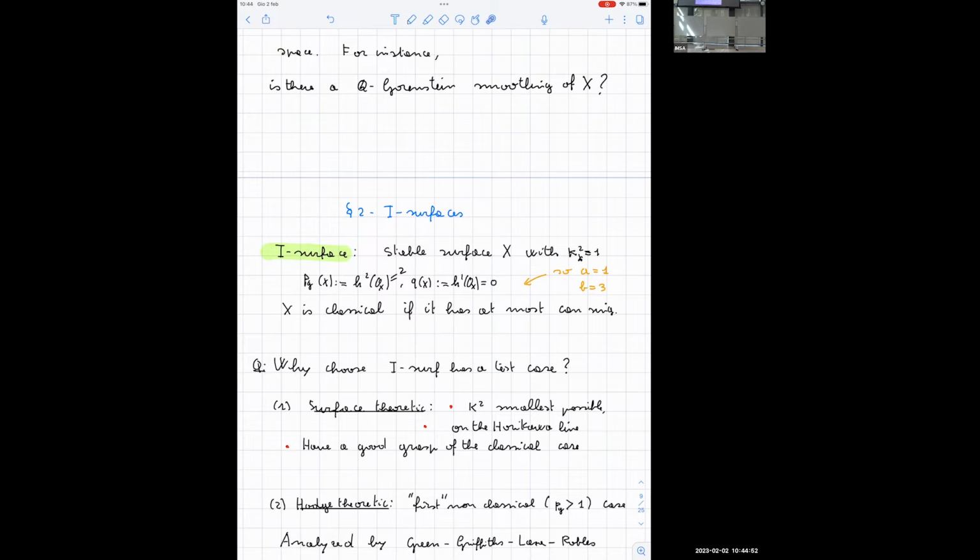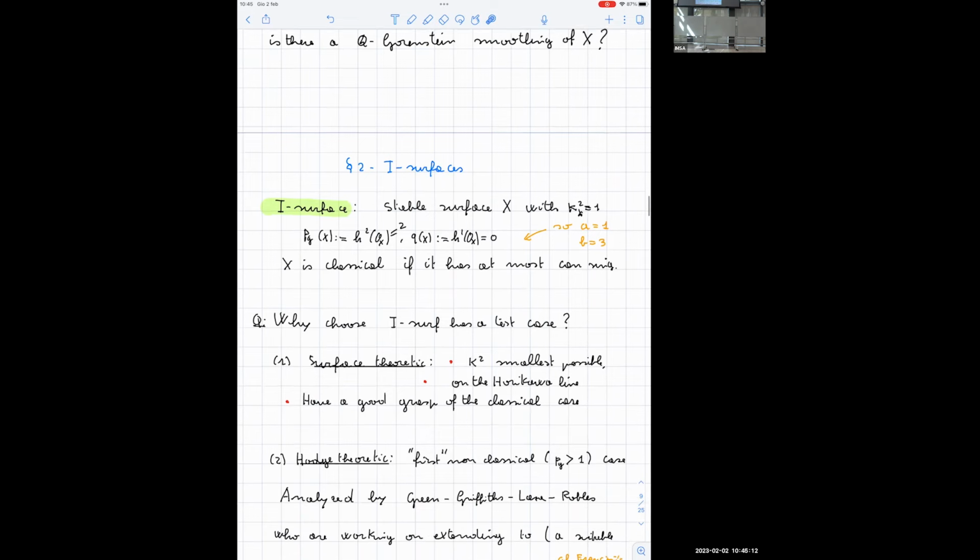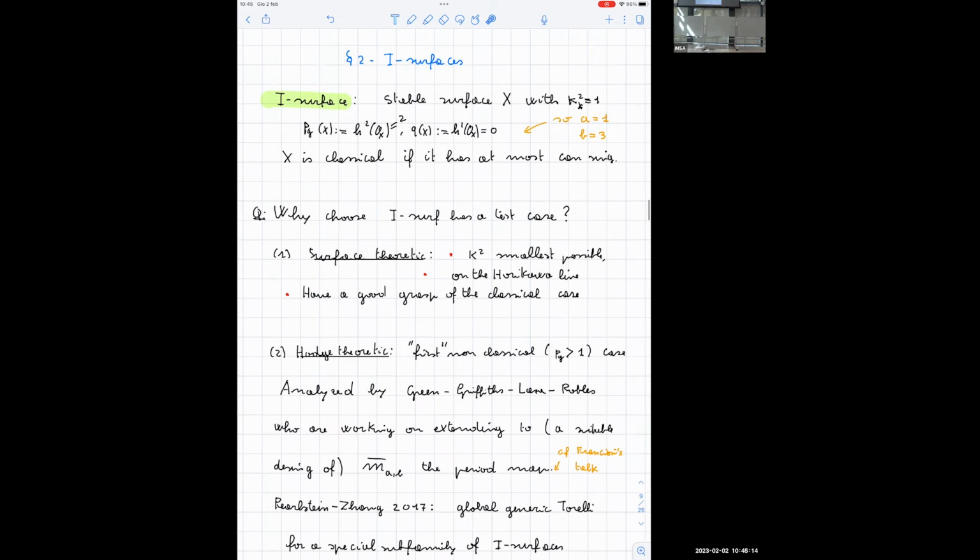So the geometric genus is 2, and the irregularity, which is h^1 of O_X, is 0. When I say classical I surface, I mean a surface with these invariants, but with at most canonical singularities, smooth or with canonical singularities. And why these surfaces?